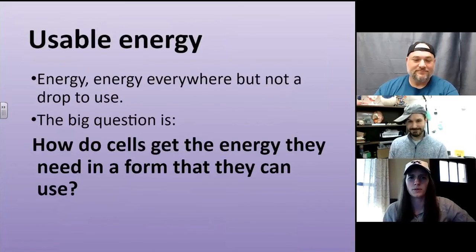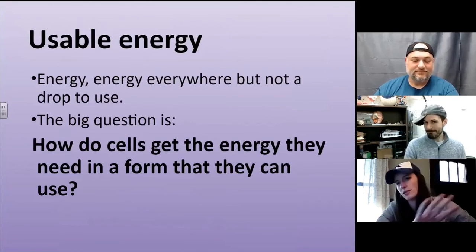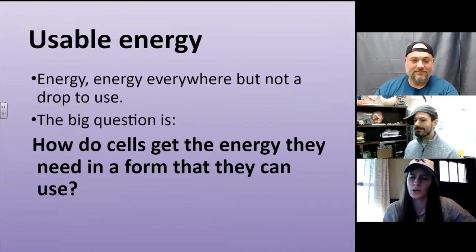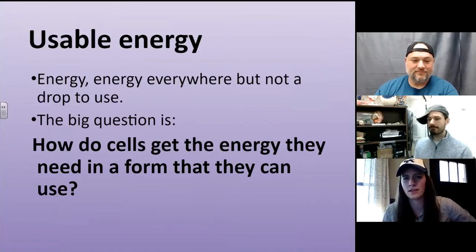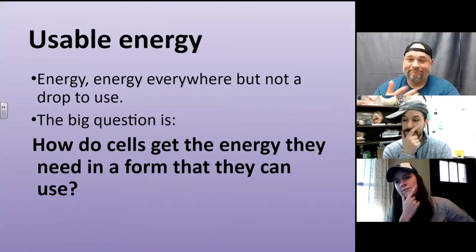So, usable energy. We talked about all these different sorts of energy, kinetic, potential, chemical, and radiant energy. They're everywhere, but the big question to consider is this: how do cells get the energy they need in a form that they can use?